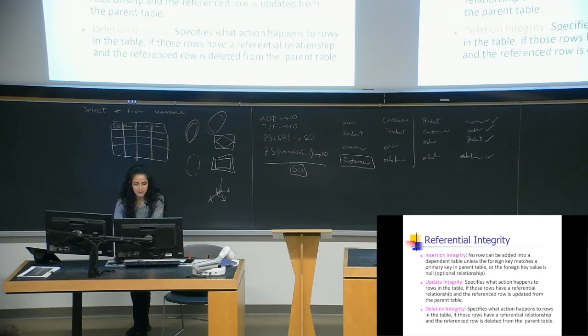Update integrity specifies what action happens to rows in a table if those rows have a referential relationship and the reference row is updated in the parent table, which is basically what I mentioned, right? If you update, for example, instructor in one table, what happens to the other one? Deletion integrity specifies what action happens to rows in the table if those rows have a referential relationship and the reference row is deleted from the parent table. For example, you are removing a department from the department table, what happens to the department ID in the employee table, right? You want to see that.